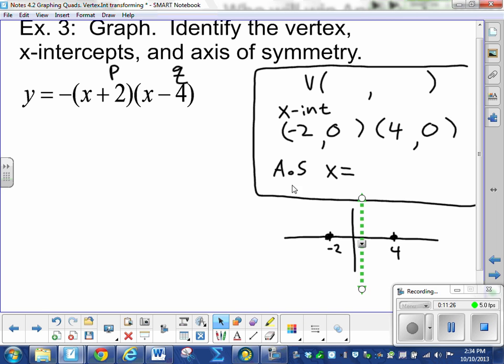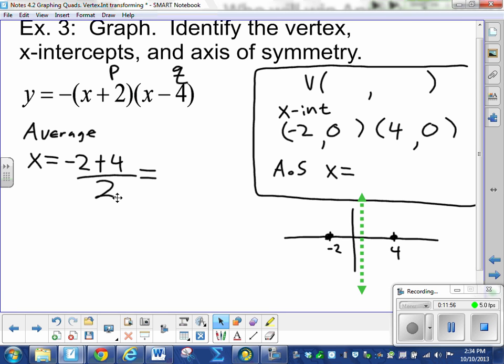So let's take the average. That will give you the x value of your vertex. So it's going to be -2 plus 4. Keep in mind you're averaging these 2 values, not your original 2 values. So -2, +4. You add them together and then divide by how many there are to find an average. So -2 plus 4 is 2, divided by 2 is 1. So the x value of your vertex is 1.